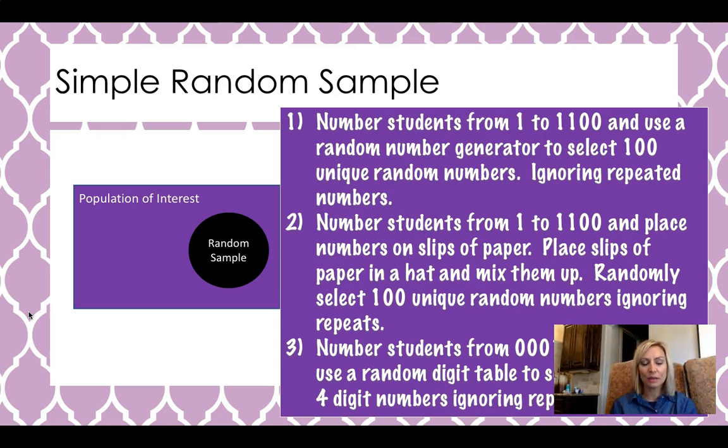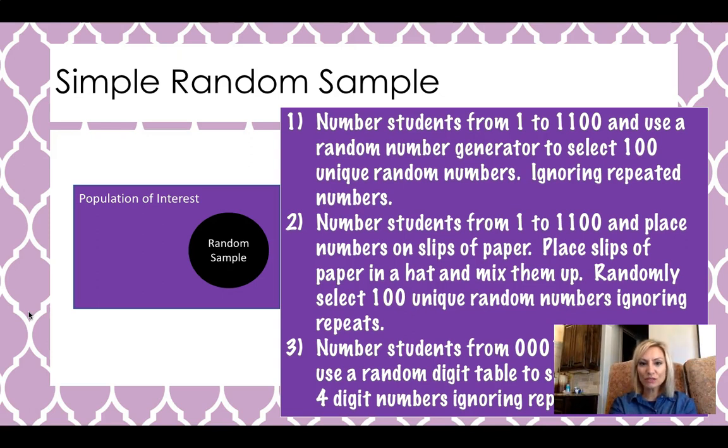The last option is that we number students from 0001 to 1100, and we use a random digit table to select 100 unique 4-digit numbers, ignoring repeats. Now, I'm pretty particular there. We numbered our students from 0001 to 1100. The reason is that we have a 4-digit number. So in order to select anybody that has a 4-digit number, we have to pick digits 4 at a time. We also need to say there that we are going to ignore numbers like 0000 and any number over 1100 because those don't represent any individuals in our population.